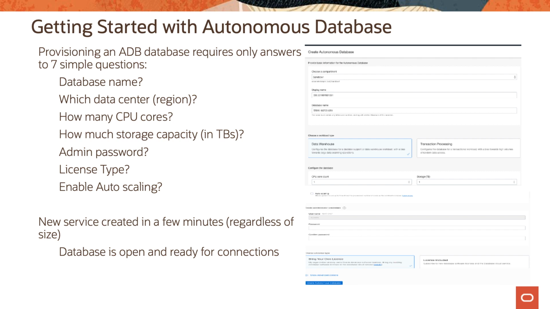You have to pick a data center region, you have to name the database, you have to select how many CPU cores you're going to allocate to this database, and how much storage capacity you need. And also then select the license type, whether you want to enable autoscaling or not, and give a password for the admin account.